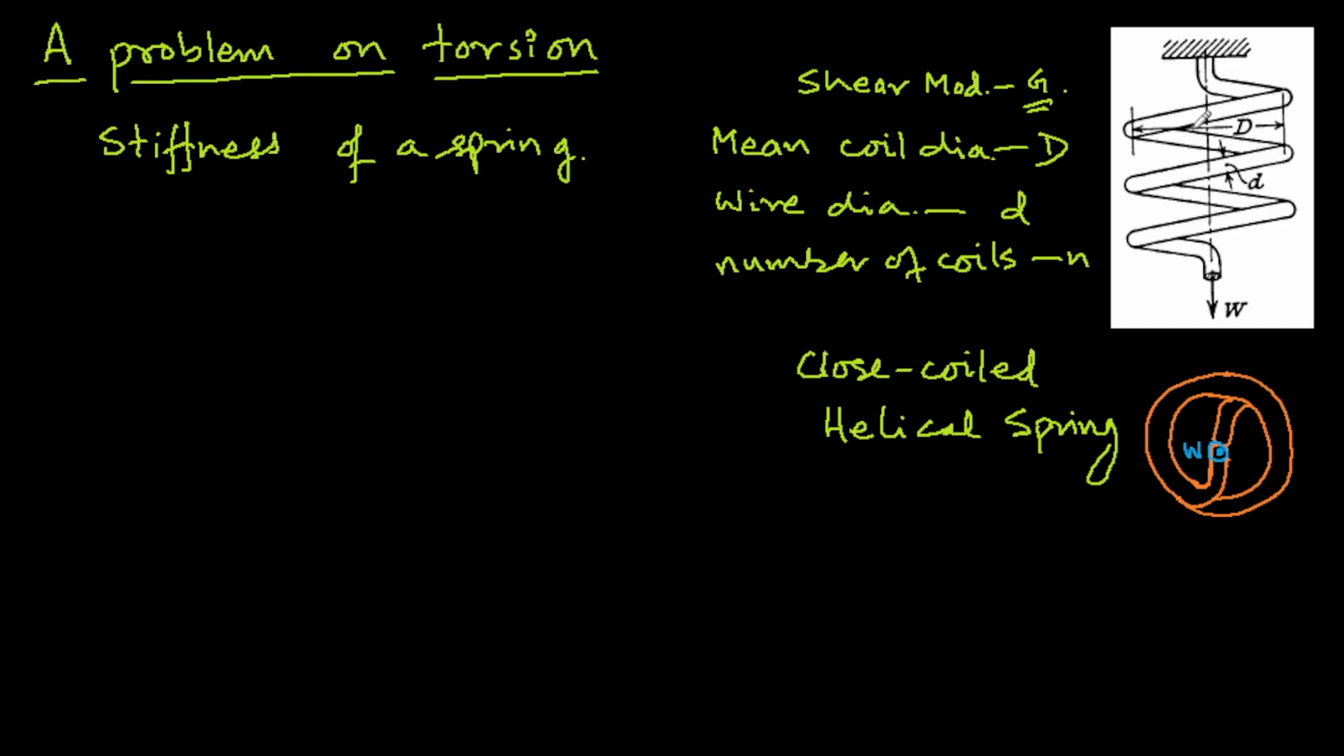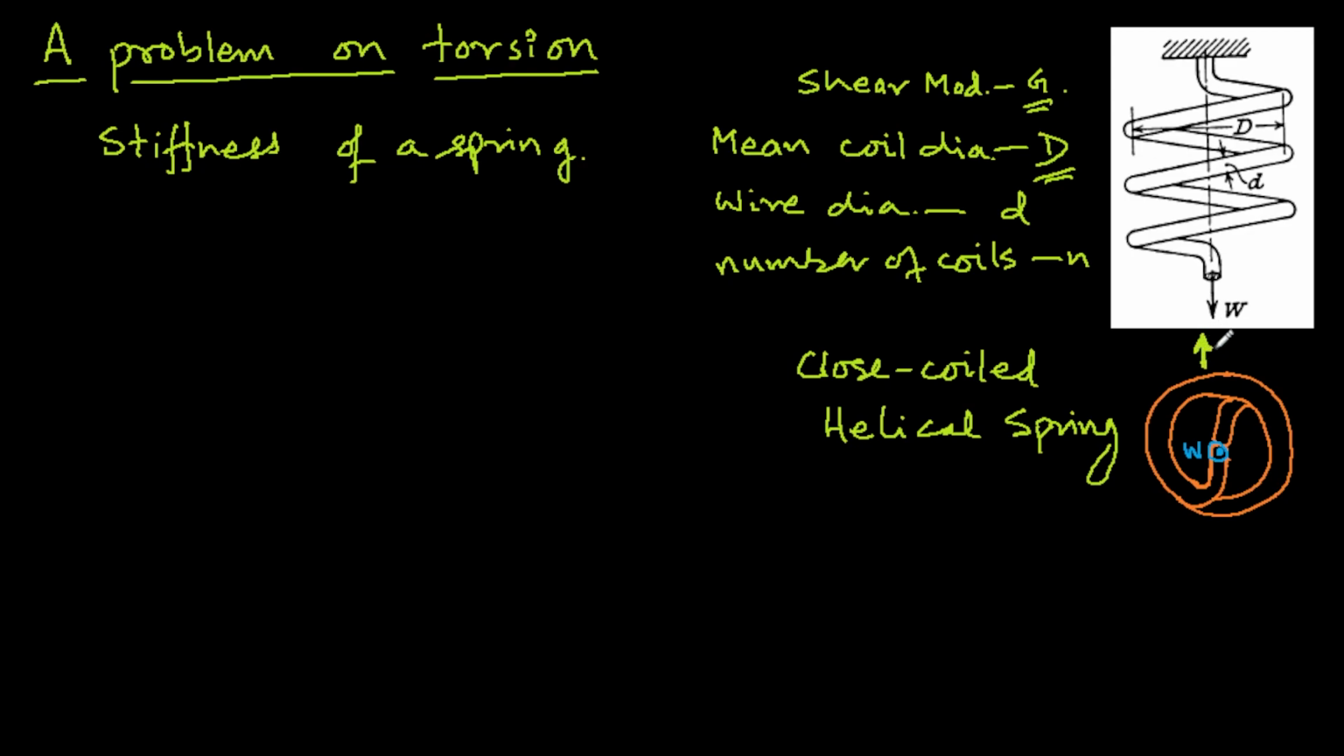The mean diameter of the helical spring is capital D, and the wire from which the spring has been made, its diameter is small d. And now this picture is showing the view of the spring as if we are looking from below.